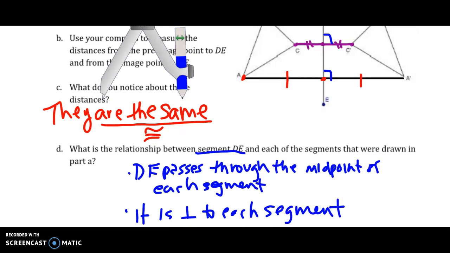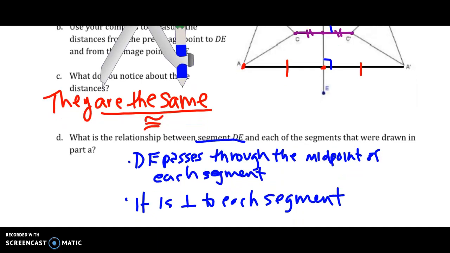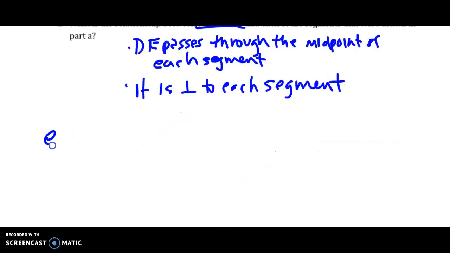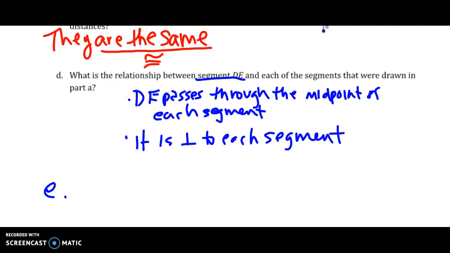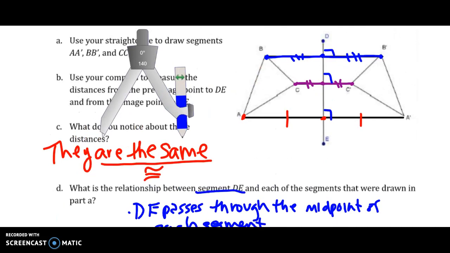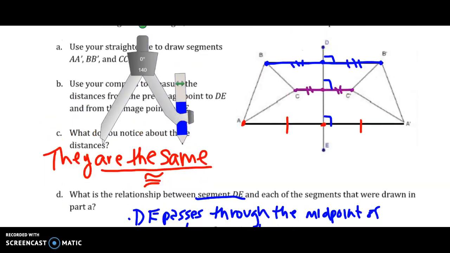From Unit 1, what is the relationship then between A prime, B prime, and C prime? Oh, well, we'll come back to that in a second. So what does that mean DE is compared to those segments? That means that it is the perpendicular bisector. So the line of reflection is the perpendicular bisector.